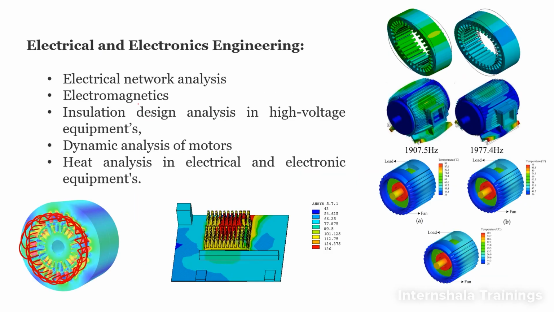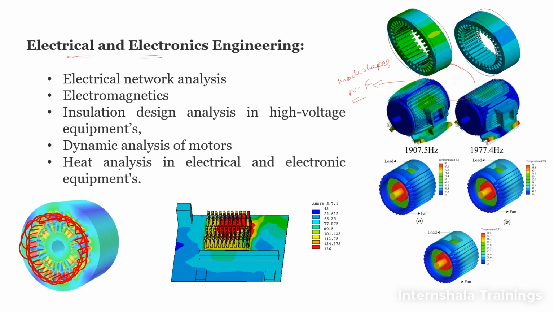Then coming to electrical and electronics engineering, electrical network analysis, electromagnetic studies, all of these things are performed using the finite element method. For example, there is an electric motor, and in this example they are studying the dynamic characteristics, or mode shapes as well as natural frequencies, of this particular electric motor casing. Without this information, we can't design the electrical circuit that is going into this electric motor.